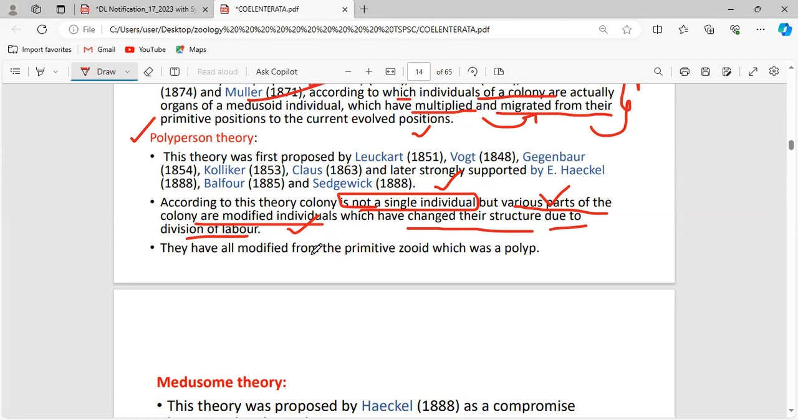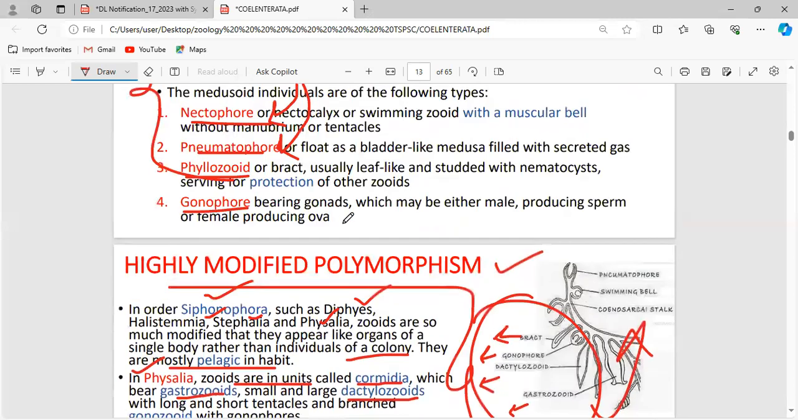Okay, it is changed into the different forms, and dactylozoid is responsible for protection function, and gastrozoid is responsible for the digestion function, gonozoid is responsible for the reproduction function. That is why they have been explaining modified individuals. They are going to change their structure, and based on their structure they are going to do different functions.